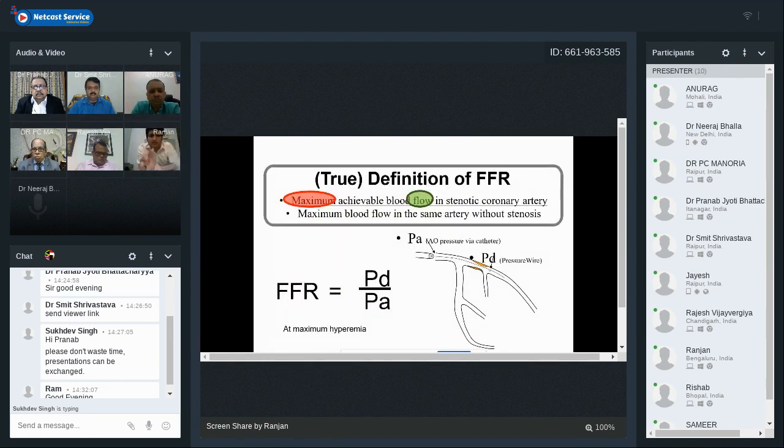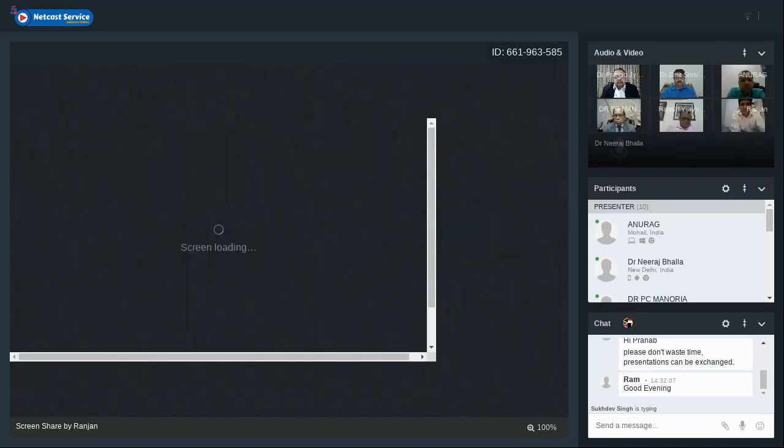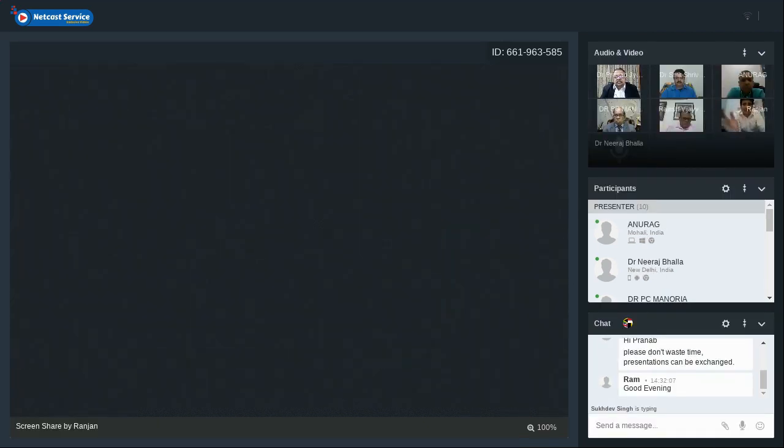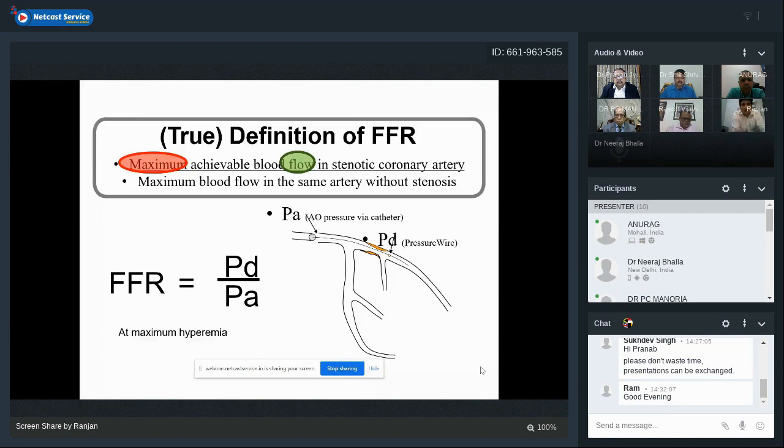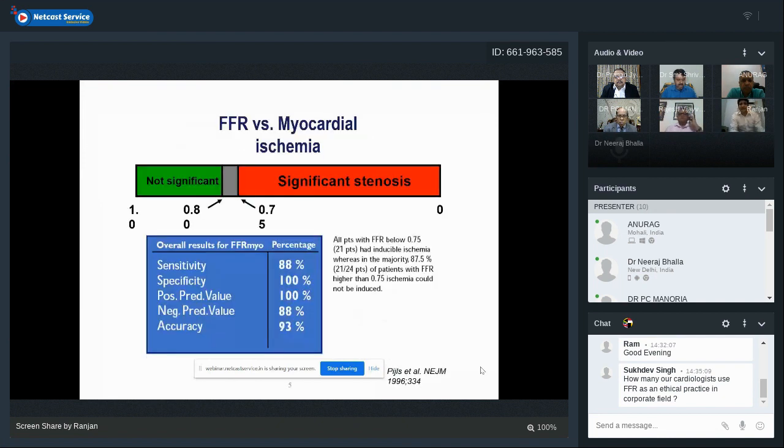What does it do? It's very simple. You just measure the distal pressure and divide it by the proximal pressure. How to do it, we'll come to very soon. But what is important is it's a very simple measurement of distal pressure divided by proximal pressure. That's how it works. We know certain things, and I want to highlight these things based on the data.